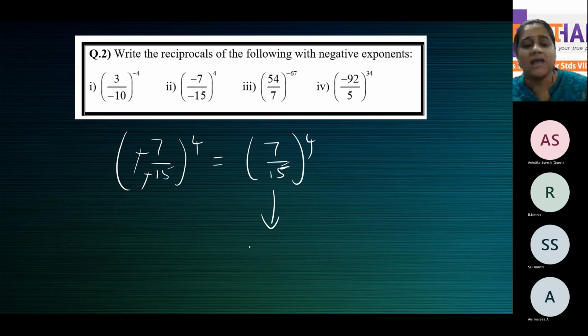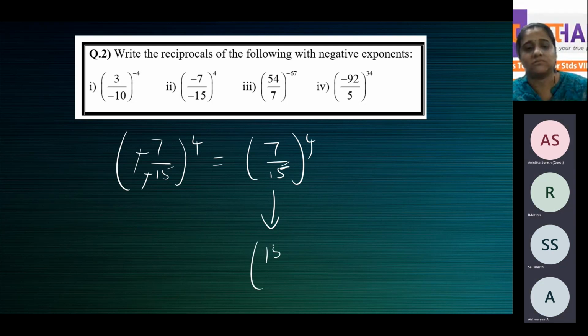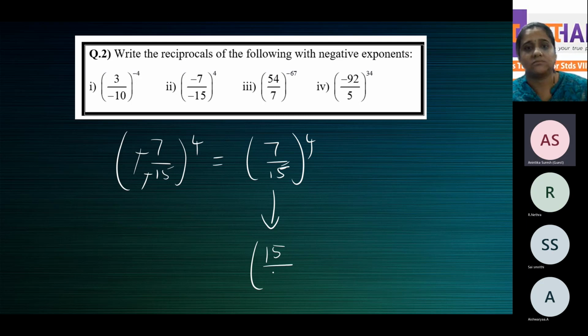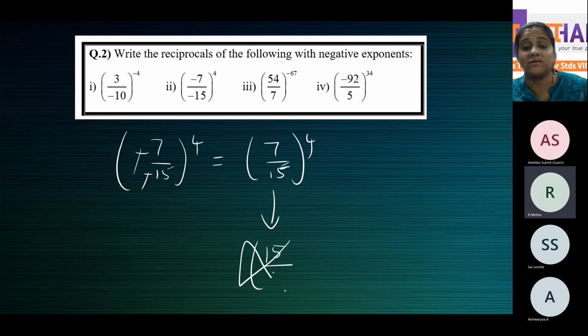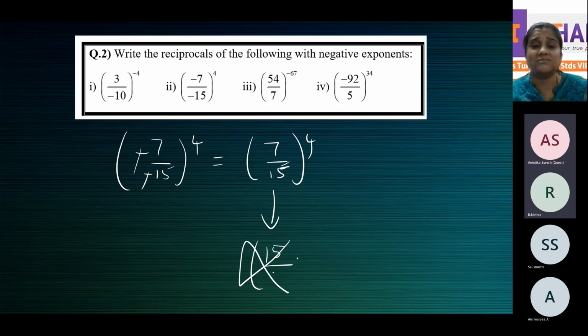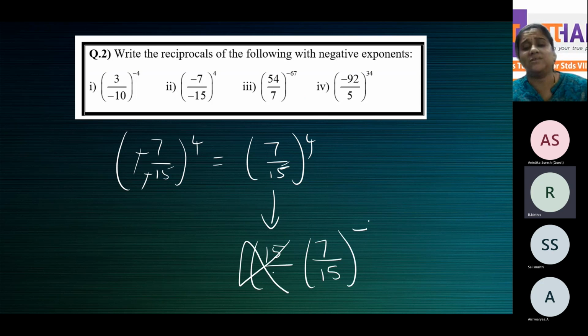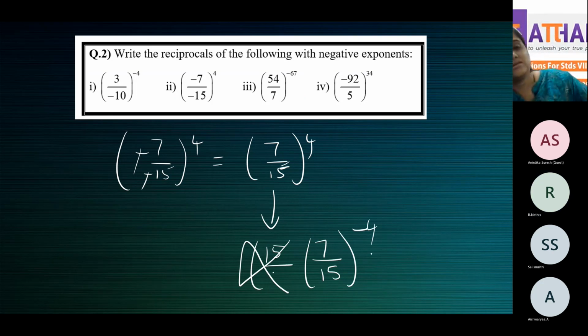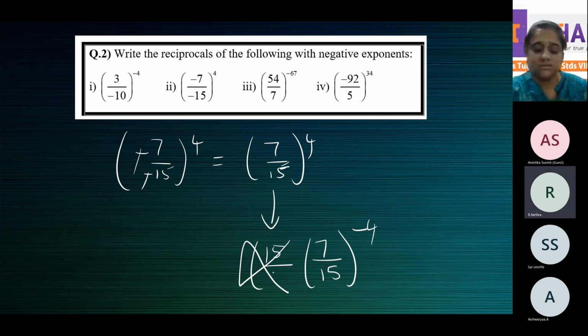And the reciprocal of this will be 15 by 7. Ma'am, 15 by 7 to the power of 4. Be careful, children. This is with negative power. So change the power. Plus 4 becomes minus 4, right? The base as it is. Yeah, I'm sure the rules are clear, children.